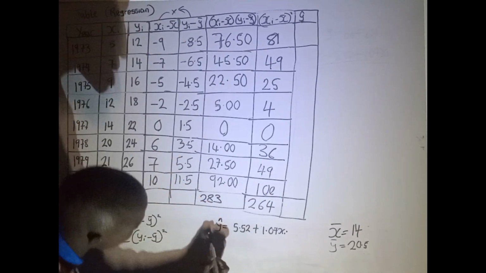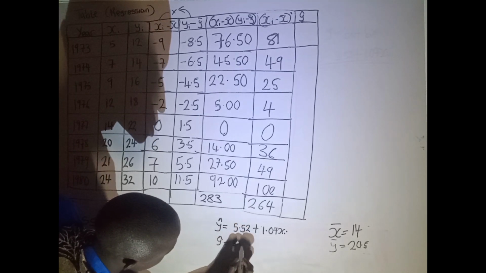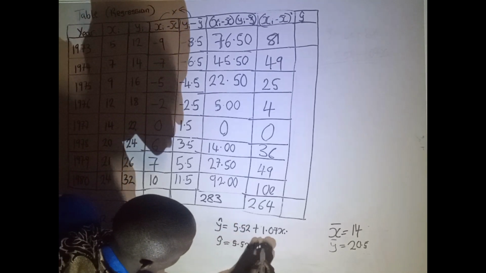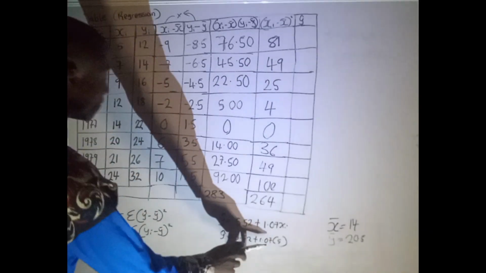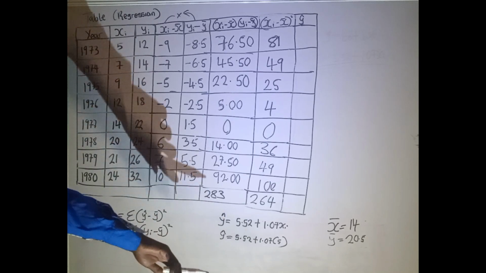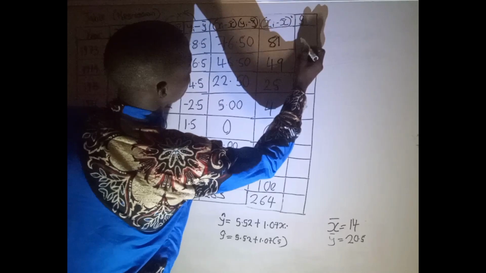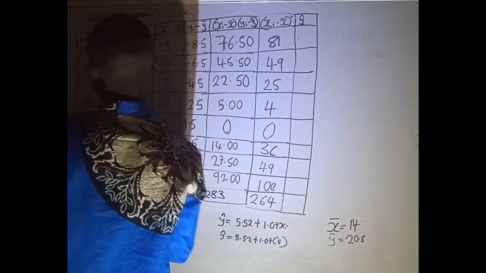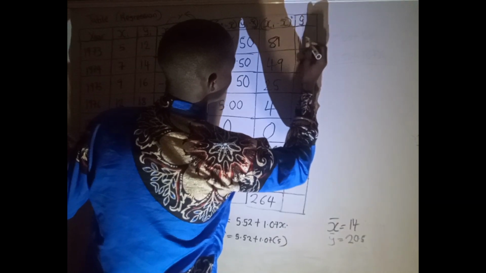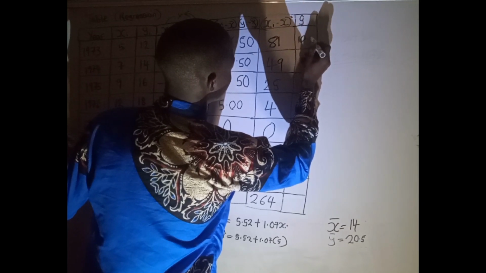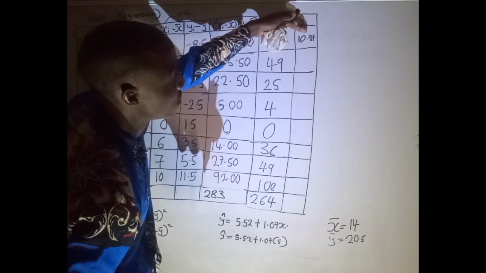If I do that, I'm going to be having predicted value of y equals 5.52 plus 1.07 into bracket 5. Now, when I substitute 5 as the value of my xi, the answer is 10.87. So the value that will be in this cell is 10.87. So for the first cell, the predicted value of y is 10.87.